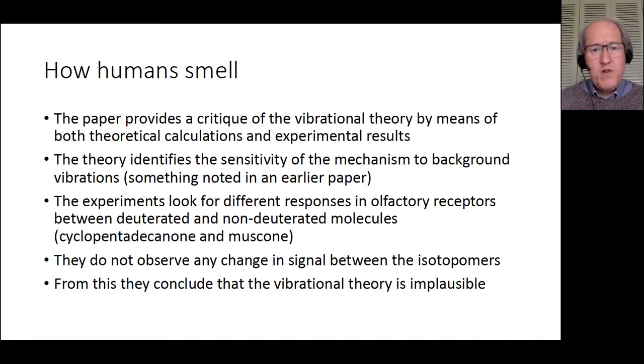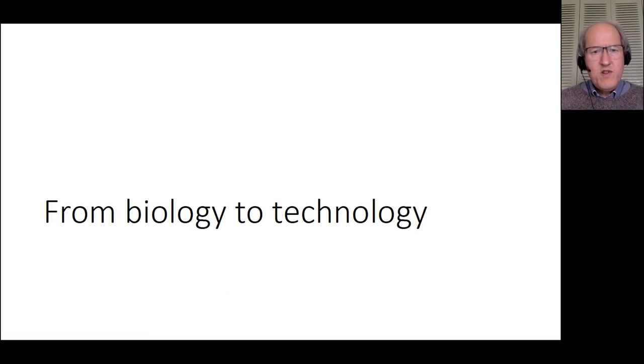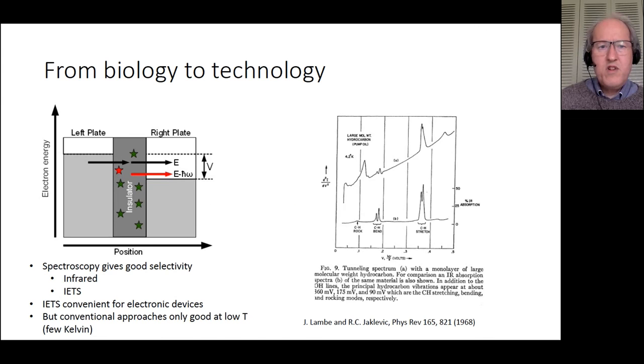And therefore, they concluded that the vibrational theory is implausible. So it's quite a tight logic. So where does that leave us? And the answer is, it's really difficult to progress from here because the biological experiments are so difficult, and it's not something I can do anyway. So I've really switched my attention to the nanotechnology side, the idea being that if we can make something that operates using the Turing mechanism in the lab under controlled conditions, then maybe that gives us some insight into the biology, as well as allowing us to create new and interesting sensors.